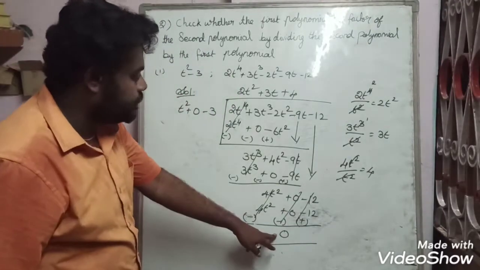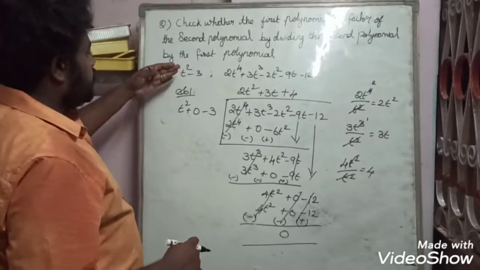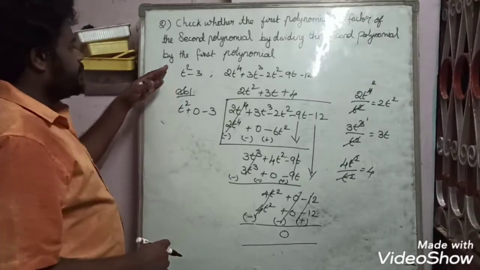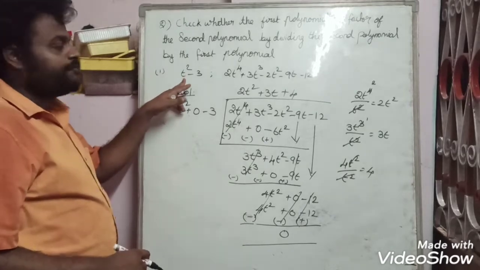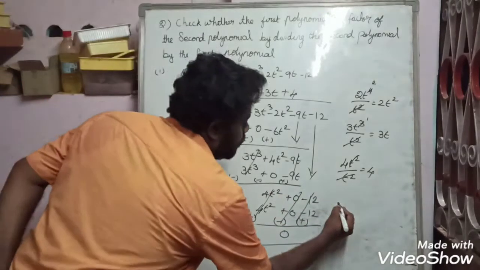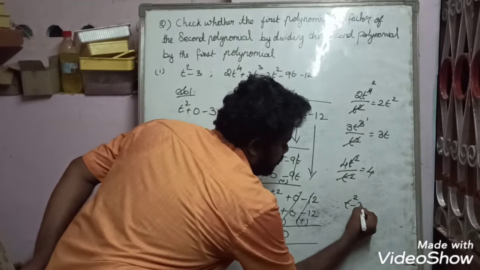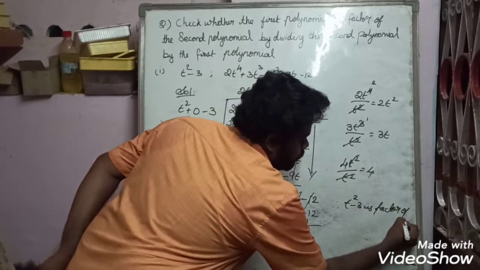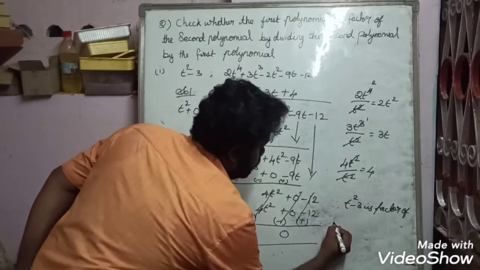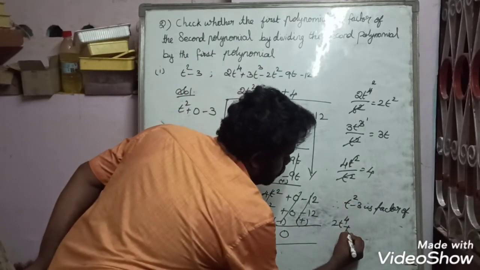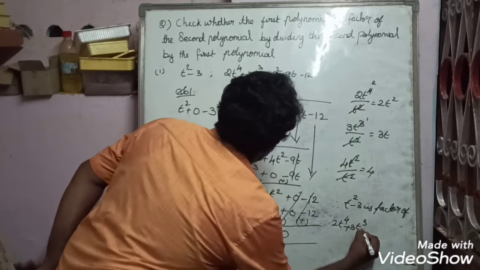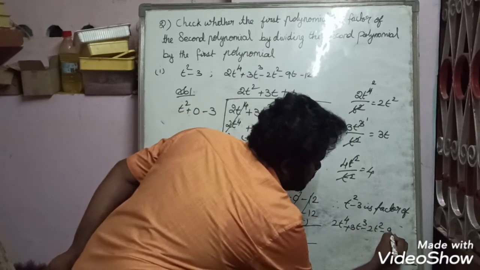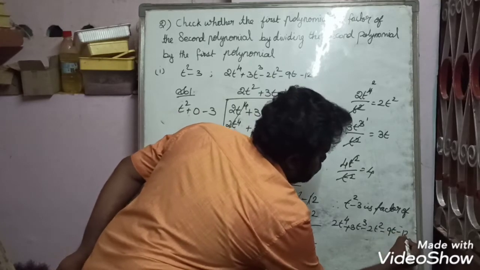So r of x equal to 0. So we conclude we get the remainder 0. Because of that we conclude the first polynomial is a factor of the second polynomial. Therefore t square minus 3 is a factor of 2t power 4 plus 3t cube minus 2t square minus 9t minus 12.